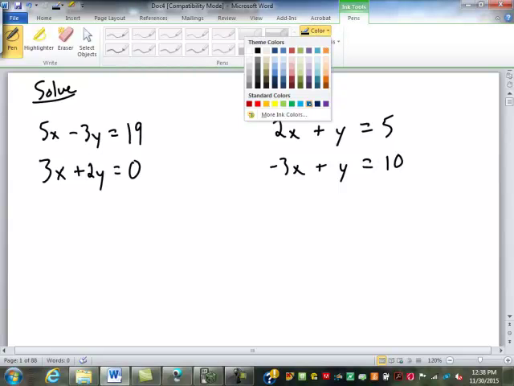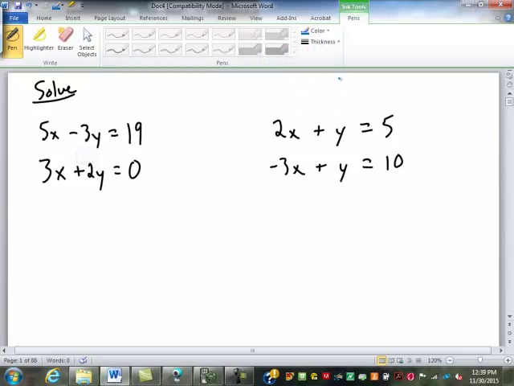Okay, so taking a look at this first system here. First thing we have to do, of course, is decide what method we're going to use to solve it. Now, because we've discussed that graphing is very imprecise, I'm going to rule that option out right away. So for this first system here, would you use substitution or the elimination method?